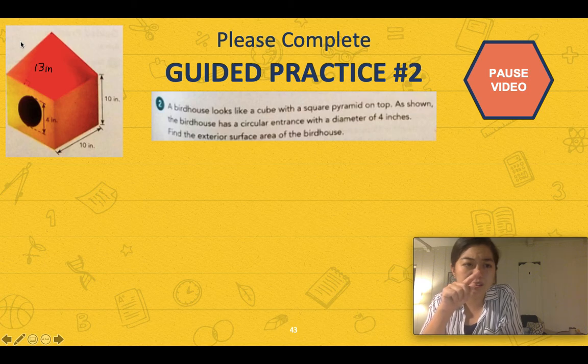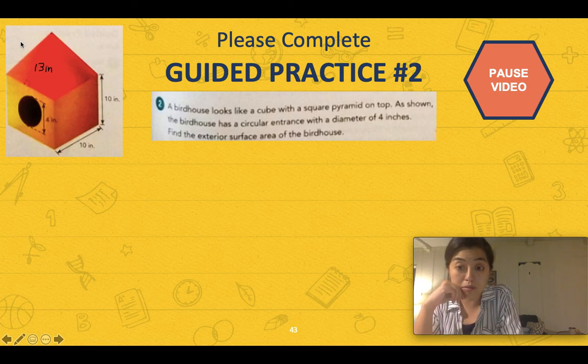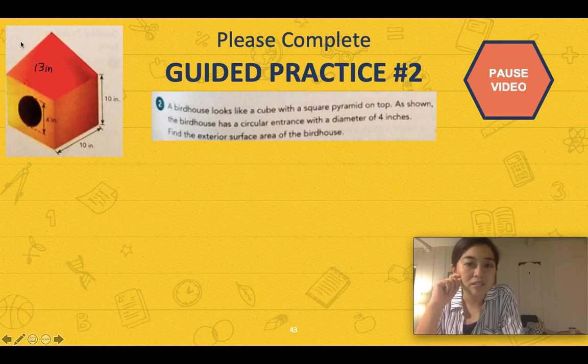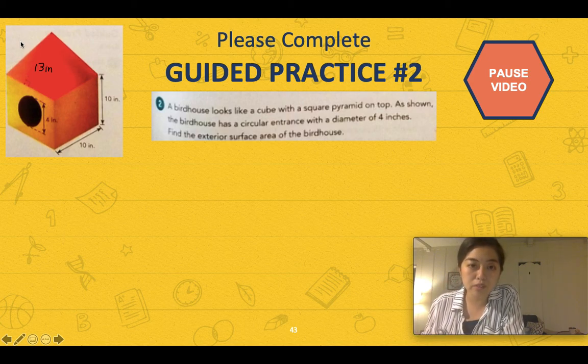Now if you look at the bottom of the birdhouse, it's actually a cube. And then there is a hole on one of the sides, right? And then on top of the cube, we have a square pyramid. The square pyramid, do you see that? And then I put 13 inches because it was really hard to see in the book, okay? So it's right there for you to use and figure out.